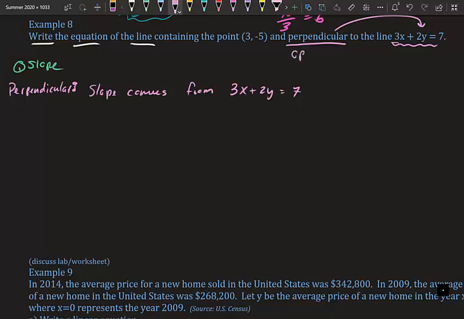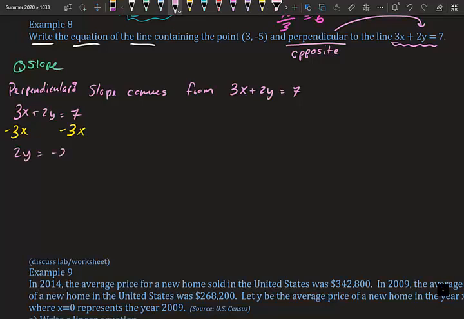And remember, perpendicular means opposite. So opposite means we change everything about it. We're going to flip everything about it. So let's go ahead and find the slope of this line. So 3x plus 2y equals 7. We're going to subtract 3x. The only way to find the slope is to get y by itself.